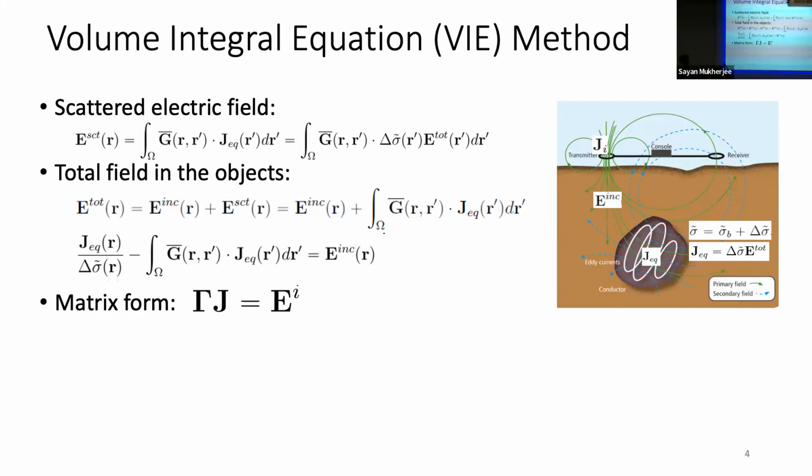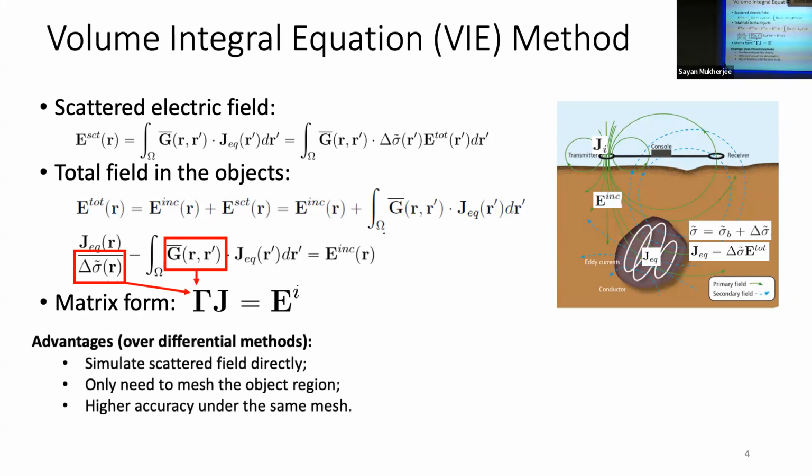In the volume integral equation method, this scattered field, or secondary field, can be obtained simply by multiplying the Green's function by the eddy current and doing the integration. Actually, this is also a convolution. Then the total field is a summation of the incident field and the scattered field. Then we can use this to form the integral equation. After discretizing it, we find the matrix form, Gamma J equals E^i. This Gamma basically comes from the Green's function integration, J is the vector that discretizes the eddy current, and E^i is the discretized form of the incident field. This linear system can be solved with direct solvers and iterative solvers. Usually for large-scale problems, we use iterative solvers.